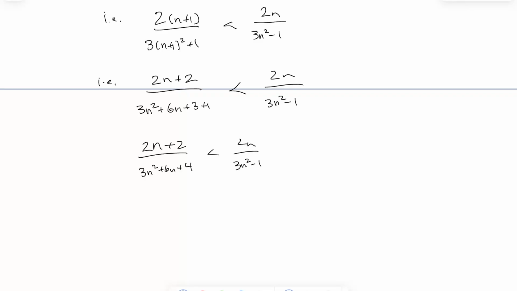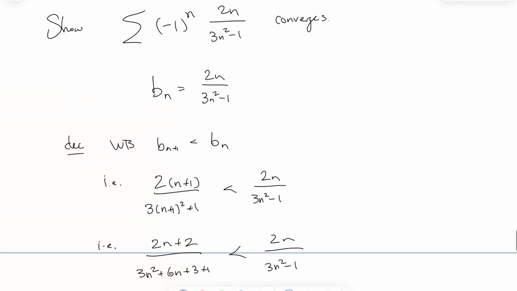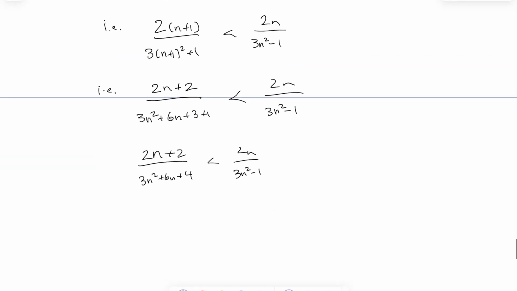How am I doing so far? Oh, one of them has a plus 1 and the other is a minus 1. It should have been a minus 1 both times. Yeah, thank you. So that actually is right here: minus 1, minus 1. Okay, so this should say plus 2. Sorry about that.